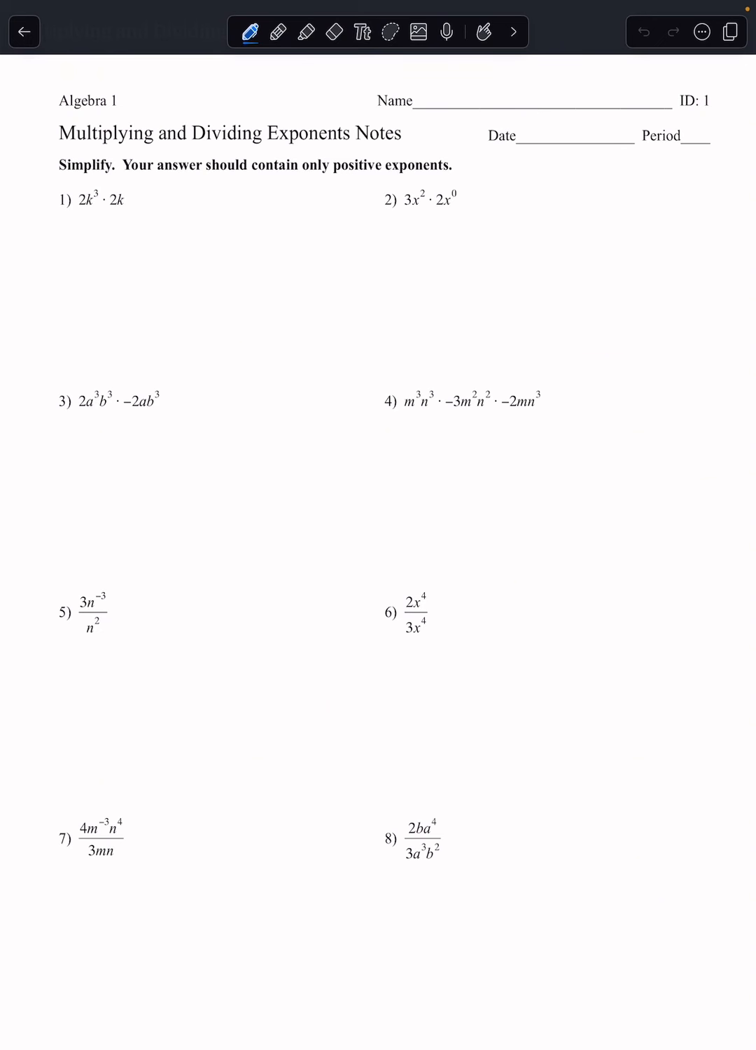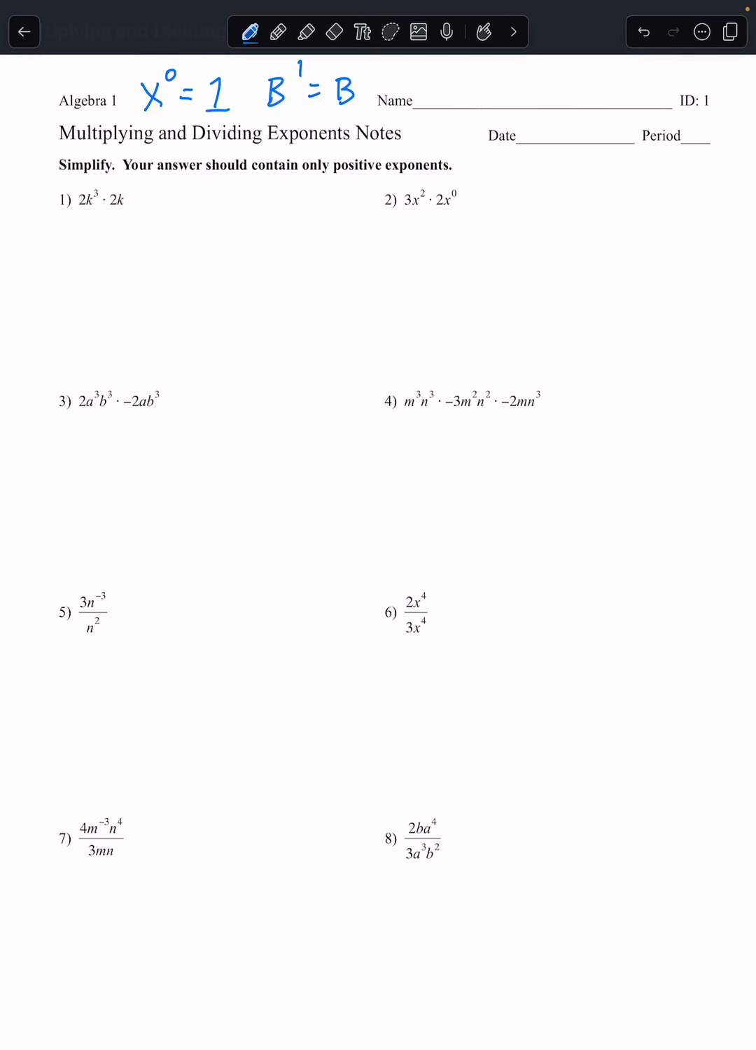In this video, we'll be going over multiplying and dividing exponents. Before we get started, let's review some of the quick rules that we went over earlier. Let's write this across the top because I might need that space. Anything to the zero equals 1. Anything to the 1 equals itself.